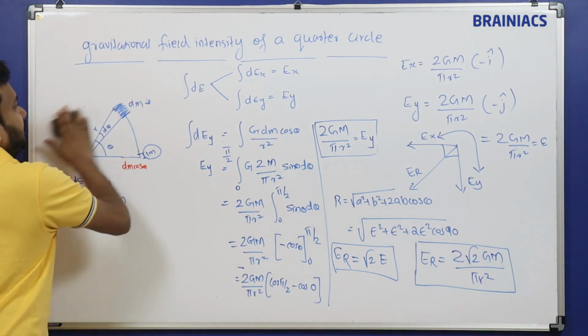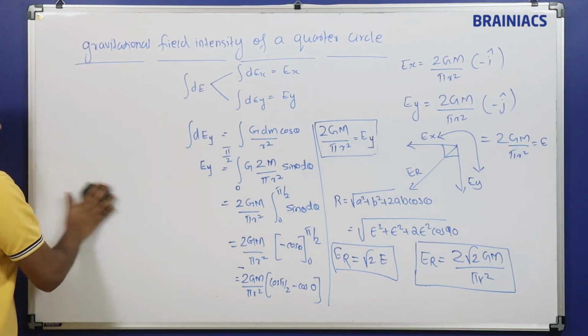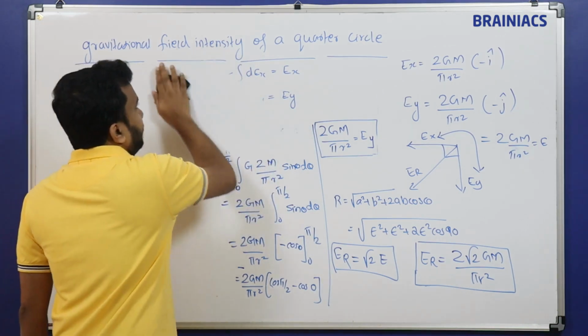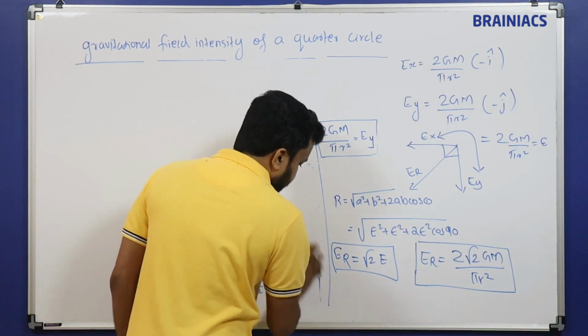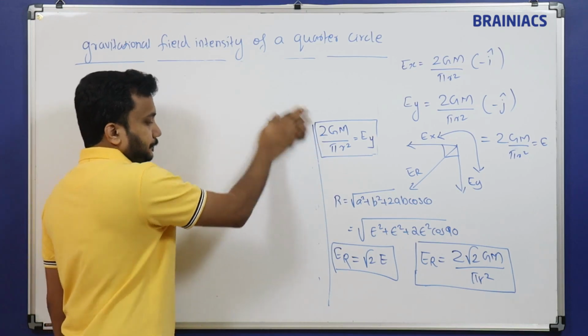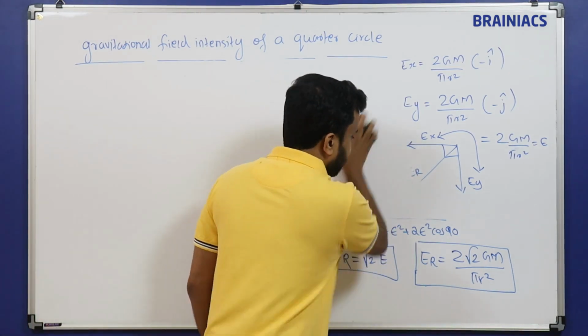So we'll move forward. Remember these equations. The method, how we have derived it, is important. So this is clear. Perfect. So let's move to the next topic.